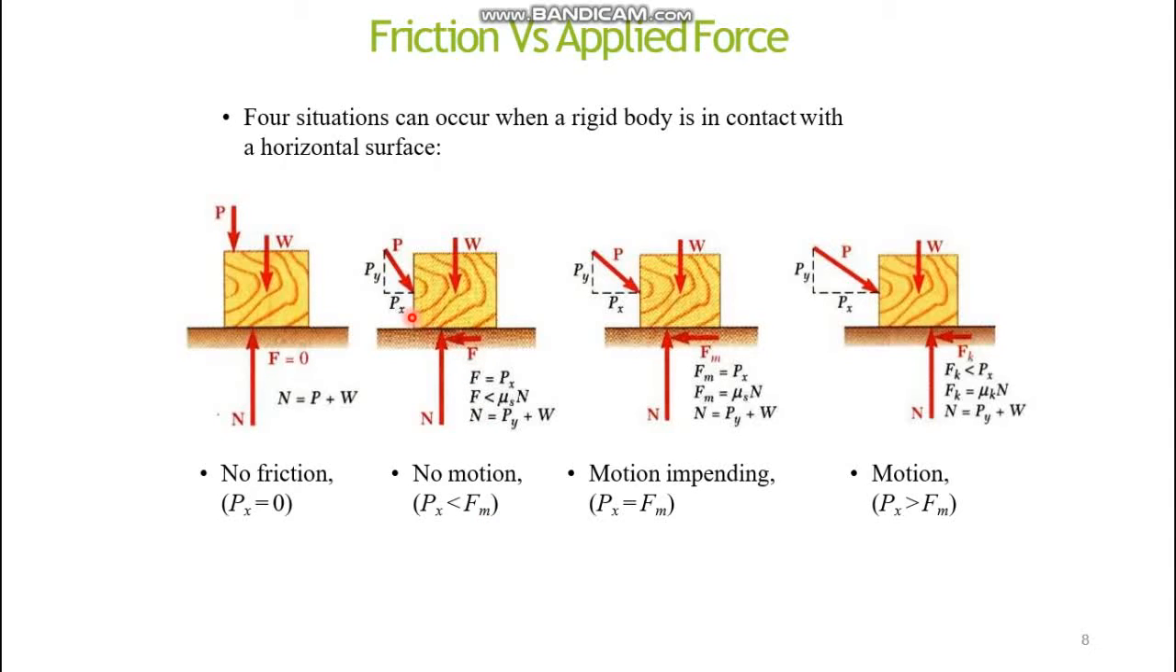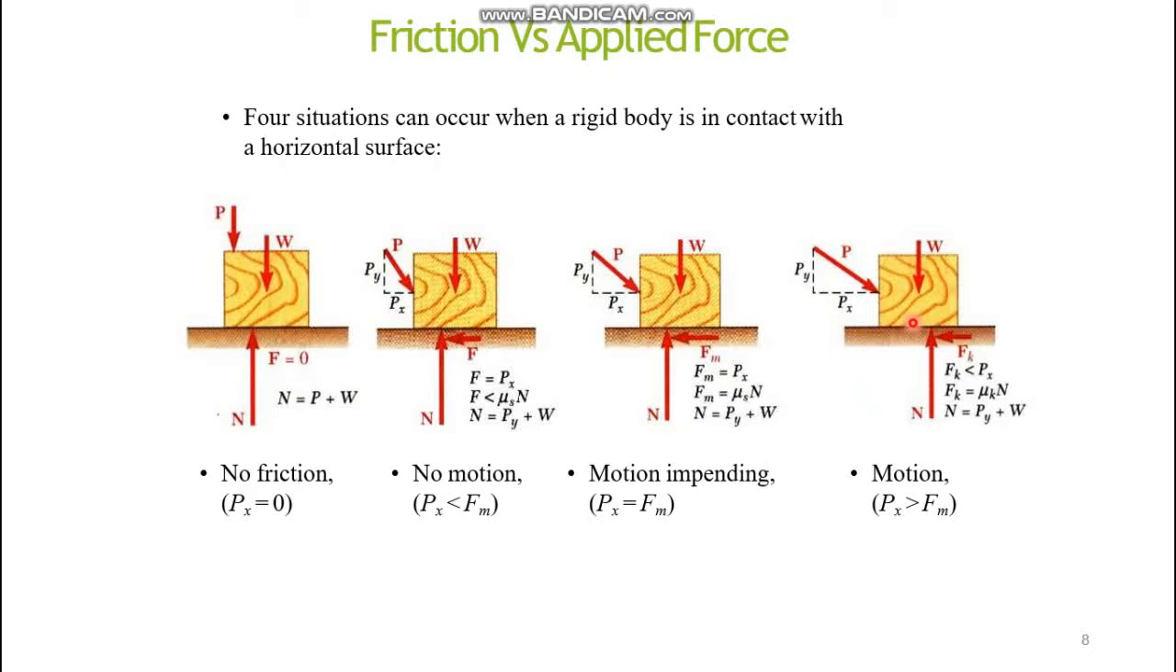Now the third case: you apply a P load. The P load has two components, Py and Px. Px is in the horizontal direction and Py in the vertical direction. If this horizontal force Px is equal to your frictional force, then motion will be just impending. So in this case, if Px is equal to Fm, then motion will be just impending.